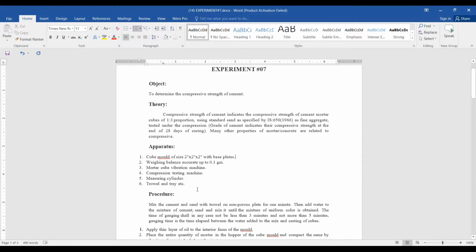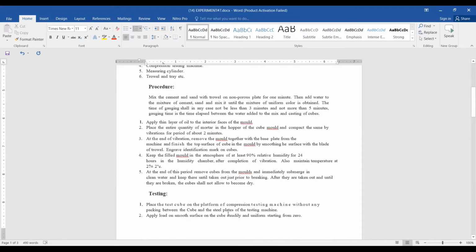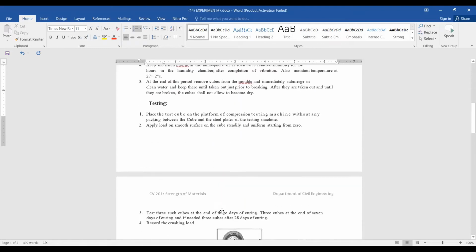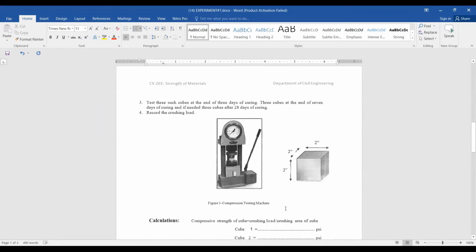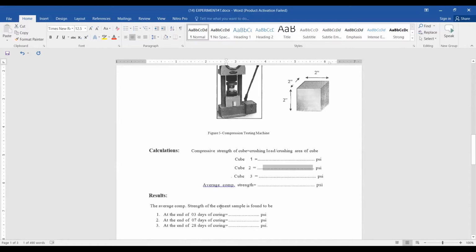Compressive strength testing. So now measuring cylinder, you need it for the water, trowel, and tray. And what is the procedure? I have already told you how you can do that. And when you have done this testing, so this is the cube size, and cube 1, cube 2, cube 3. So whatever value you get, you will put it over here in PSI. Compressive strength of cube equals crushing load divided by crushing area of cube.